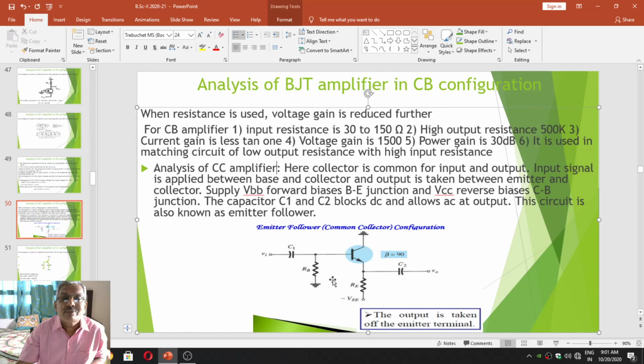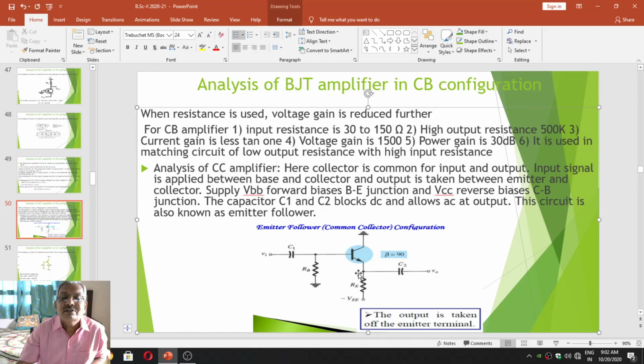The small change in input voltage produces the change in base current that flows to the base of transistor Q. It will cause a large change in emitter current, which will develop the voltage across emitter resistance, and that is the amplified output voltage. And hence this circuit is going to act as an amplifier.